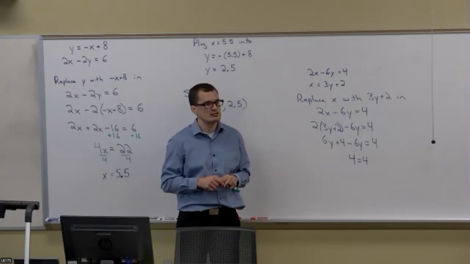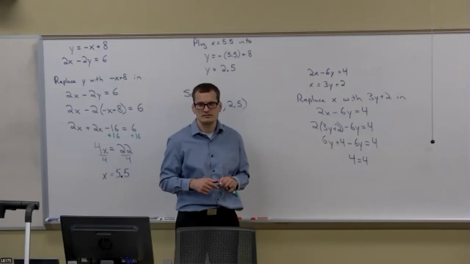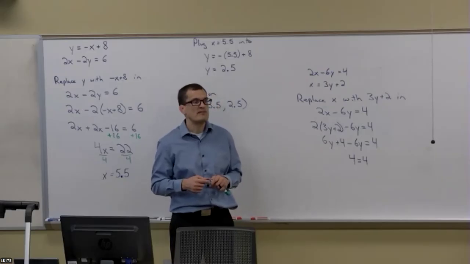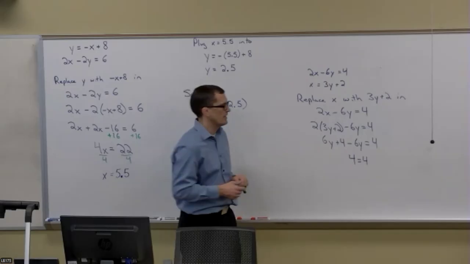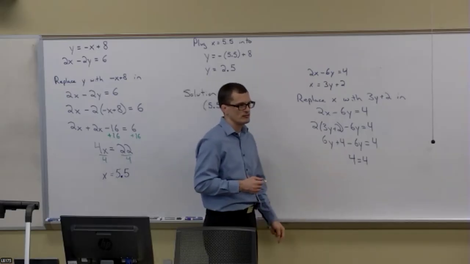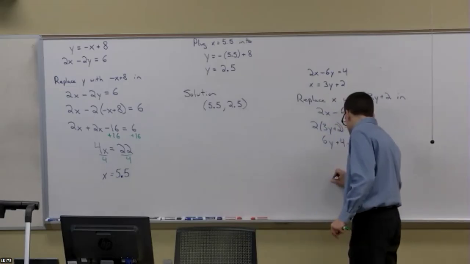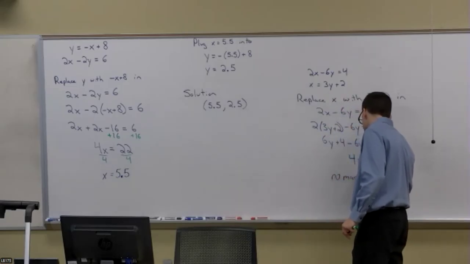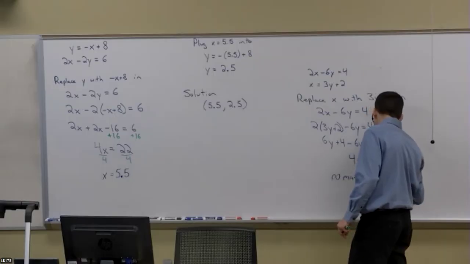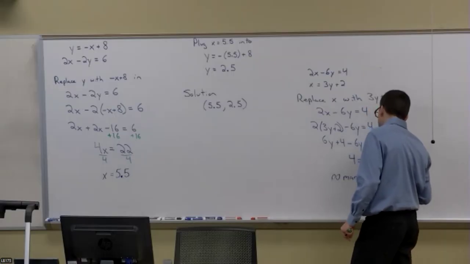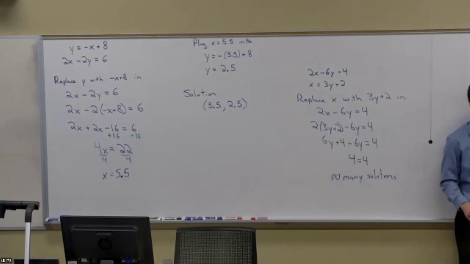And what kind of a solution is this? The infinitely many. This is the infinitely many solution scenario. If my variable drops away and I end up with a true statement, it's infinitely many solutions. By the way, if we would have ended up with like 4 equals 10, we would have ended up with a no solution scenario. If your variable drops away and you get a false statement, then it's a no solution scenario.